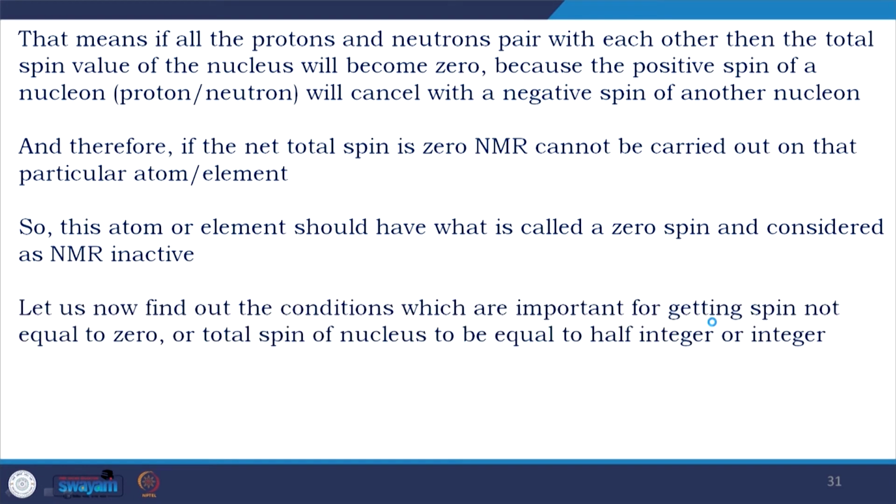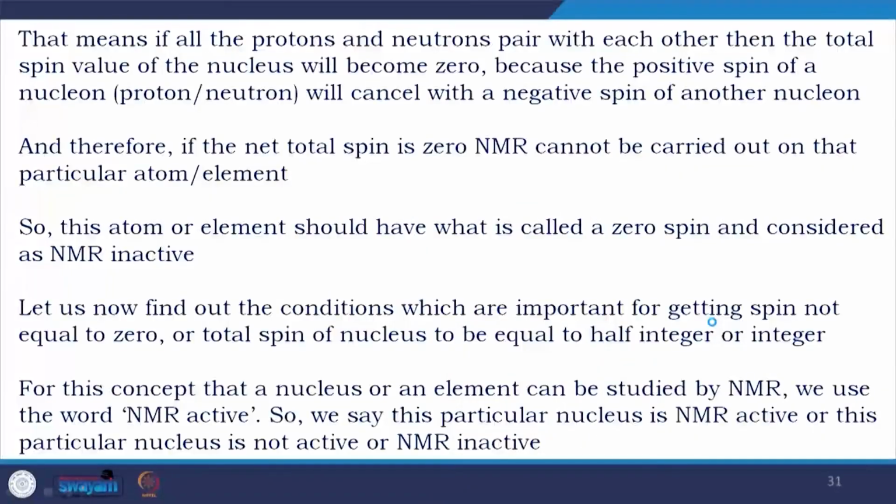Let us now find out the conditions which are important for getting spin not equal to 0, or total spin of the nucleus equal to half integer or integer, because then they are critical to working as NMR active. We could apply the NMR technique only on them. For this concept that a nucleus or an element can be studied by NMR, we use the word NMR active. So, we say this particular nucleus is NMR active, or this particular nucleus is NMR inactive.